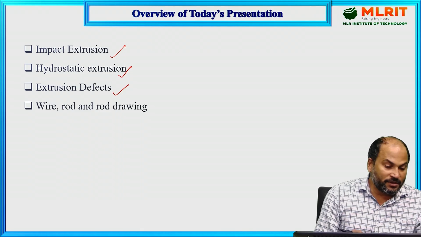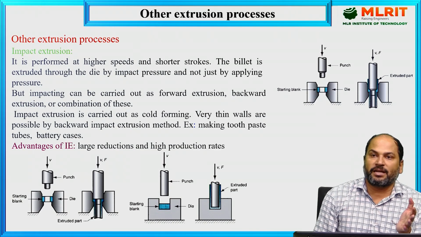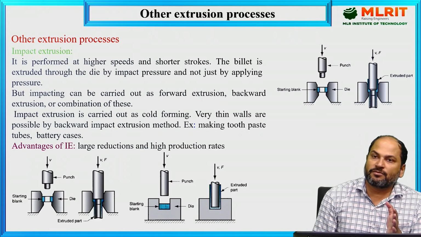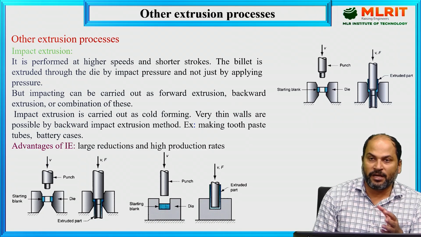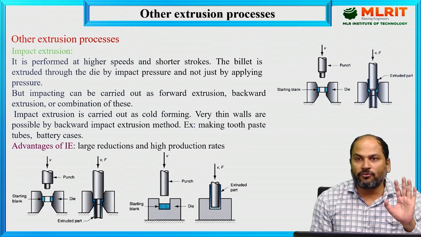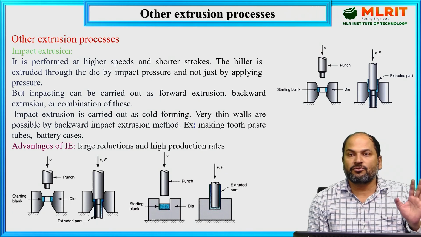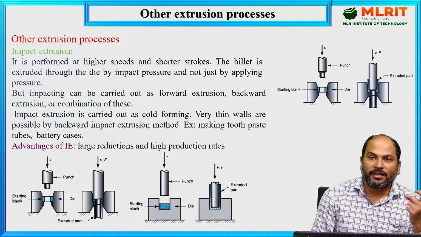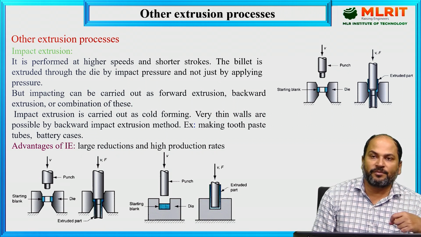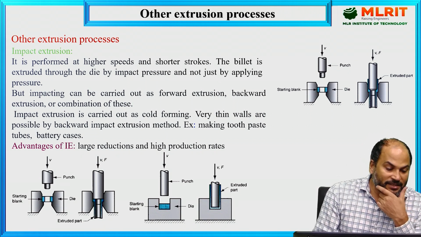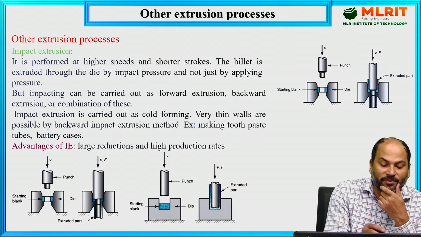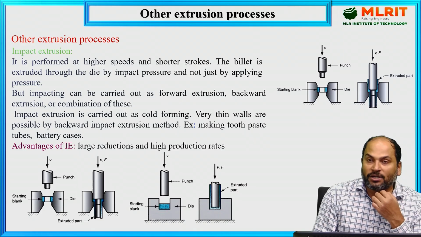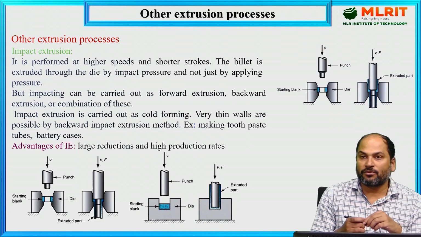So we are starting with impact extrusion. Impact extrusion, as the name suggests, whatever forces we apply to extrude, that is, deform the product, are not going to be gradual, just like we used to apply force to the ram. That force used to be gradual. Here the force is not gradual, it will be applied in sudden form, meaning we suddenly apply the load. So impact extrusion is performed at high speed and shorter strokes. Now, the speed will be very high.